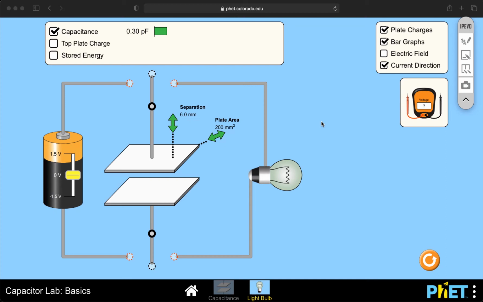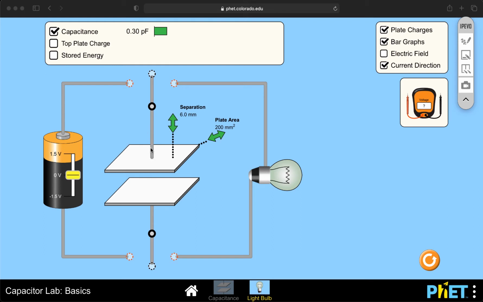In this video, I will talk about capacitors and in particular how we can charge them, what happens when we charge a capacitor. So now I'm going to use one of the PhET simulations on capacitors, and here are these two parallel plates. These two represent the capacitor.